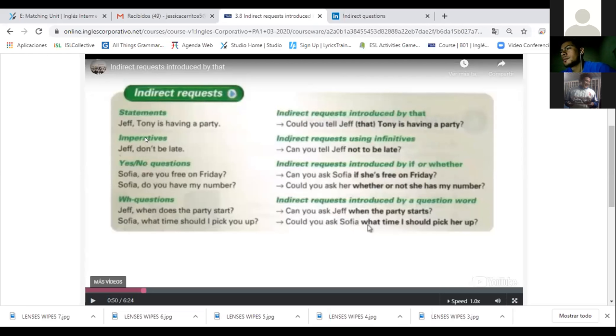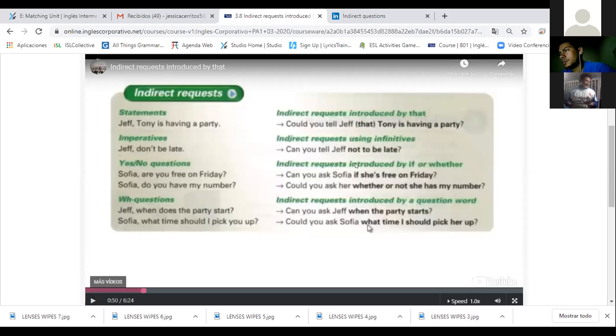And in this one, imperatives. Remember that imperatives are commands or instructions or orders that I give you that you need to follow. So an imperative is like, for example, I say, don't come, all right? Or open the window, all right? Or shut your microphone, all right? Or turn on your microphone. Those are imperatives. Now here, we're using a modal verb, can. Can you tell Gerardo or Walter or Rocio or Anna, can you tell Jeff not to be late?